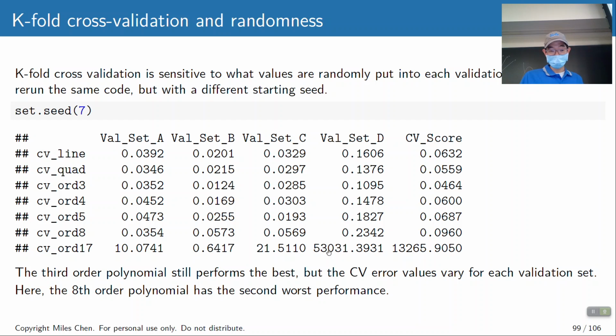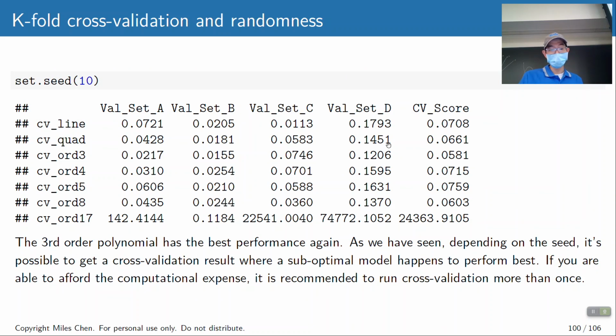And so for some of these, we got really big errors. And this time, the 8th order polynomial doesn't perform as well, 0.096. The best performing model here is the 3rd order polynomial of 0.0464. And here, if I try out another random seed, this time the best performing polynomial, again, is the 3rd order polynomial, smallest cross-validation score.